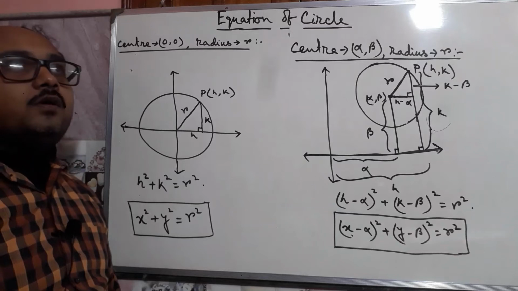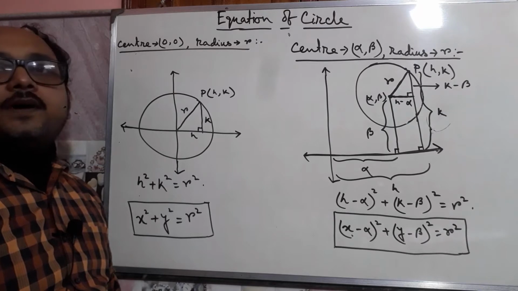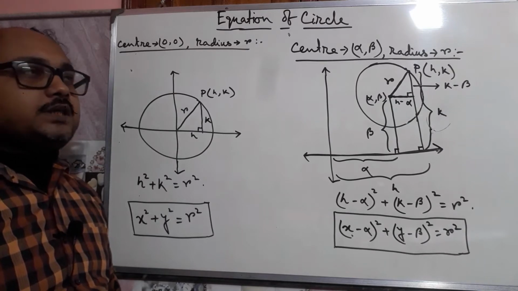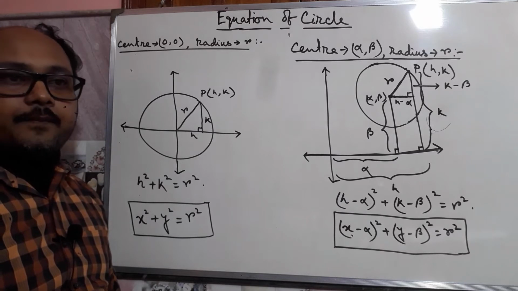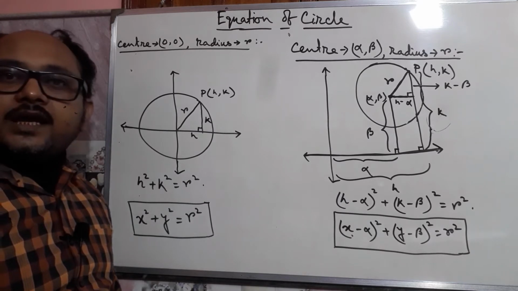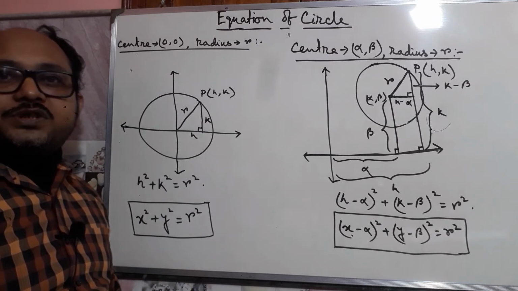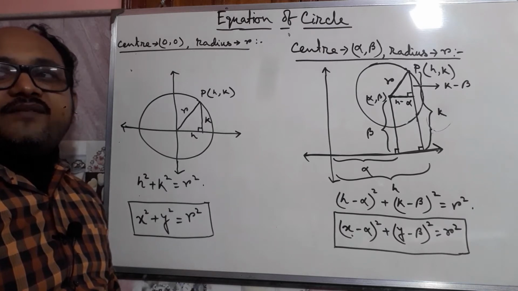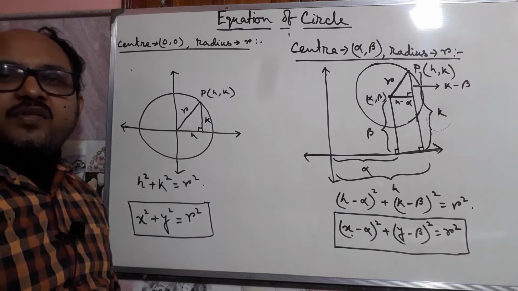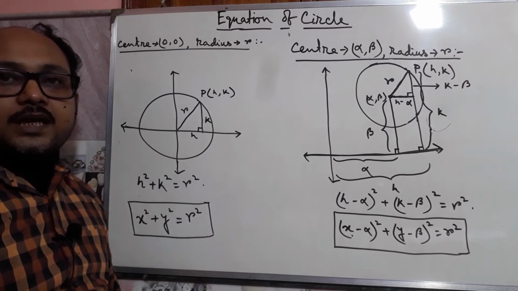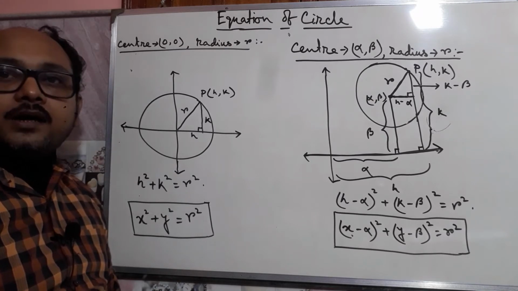In this video, we shall discuss the equation of a circle. Before we start the equation of a circle, we should know what a circle is. A circle is a locus of a point which moves in a plane keeping a fixed distance from a fixed point. That point is known as the center of the circle, and the locus of that point will form a circle.